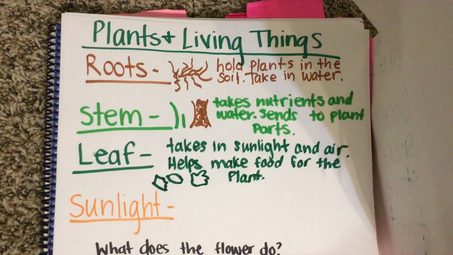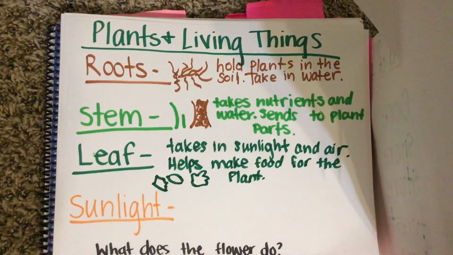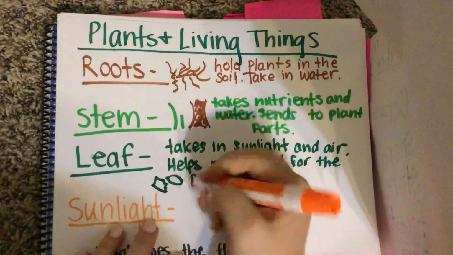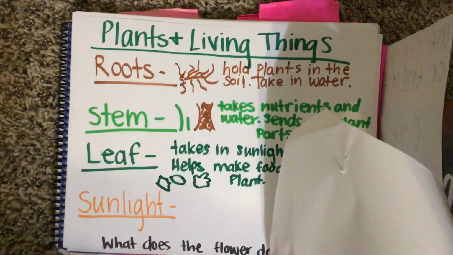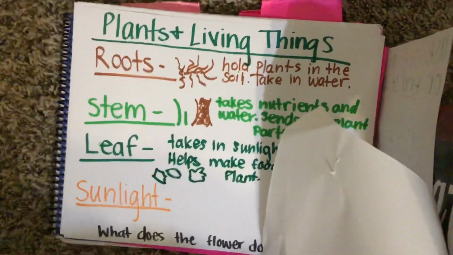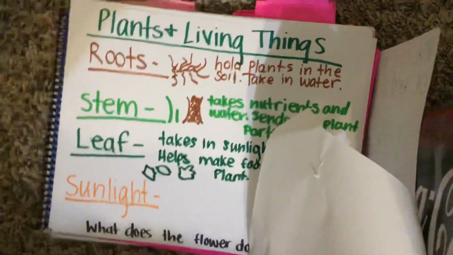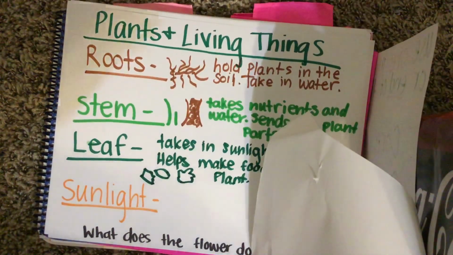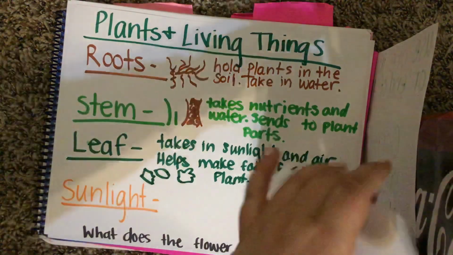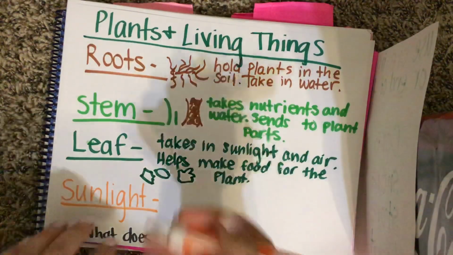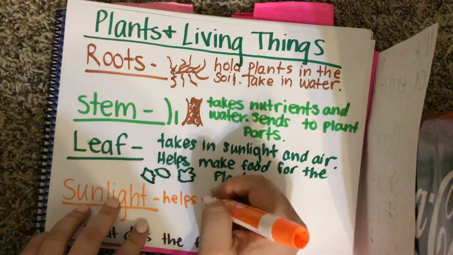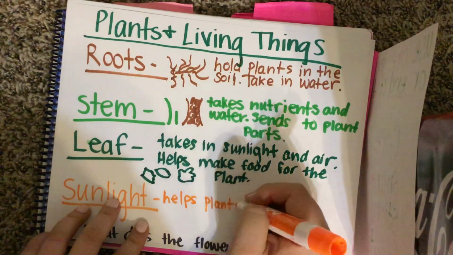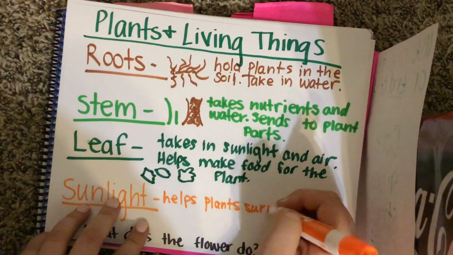And then sunlight, an important aspect to help plants grow. The sunlight, like I just said, whoops. Uh-oh. My stand is falling down. Sunlight helps plants survive.